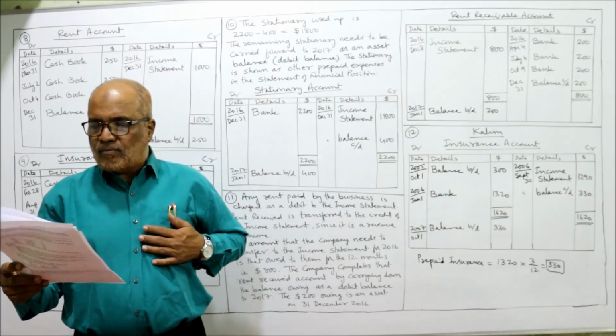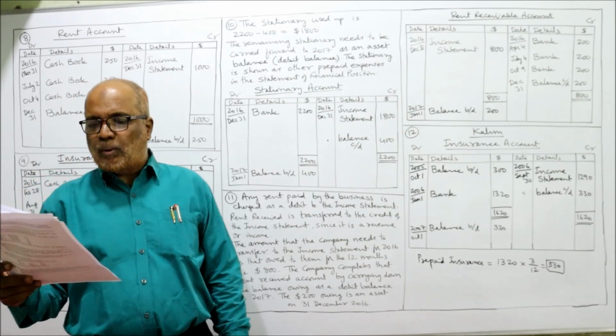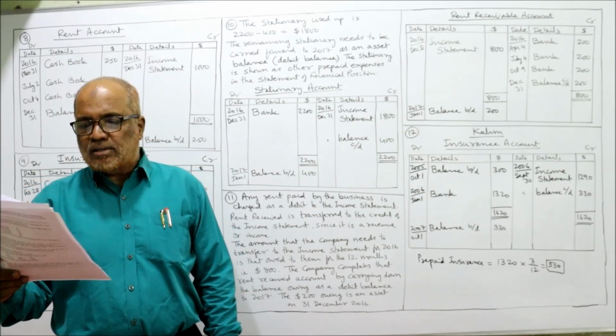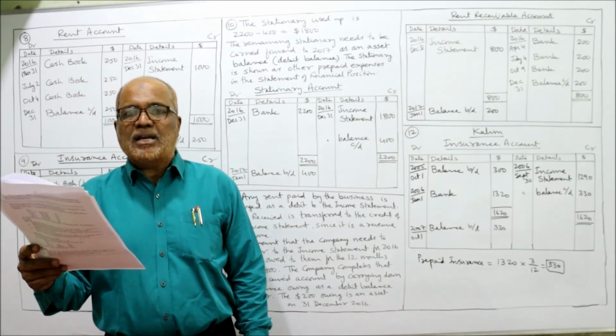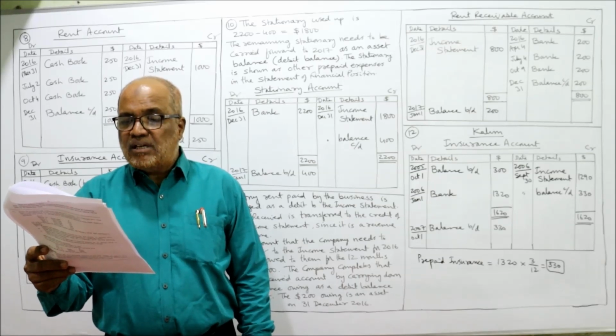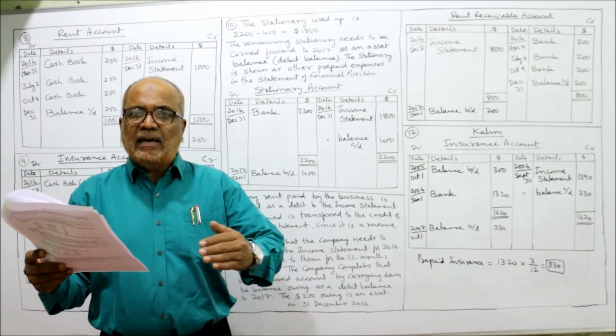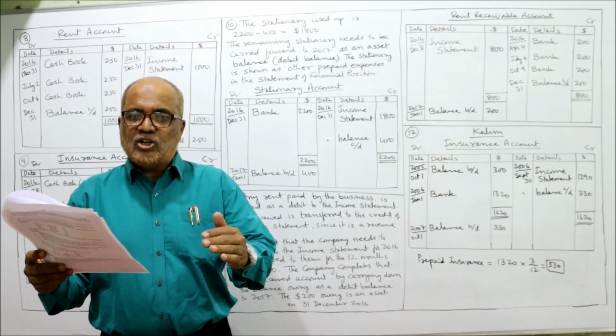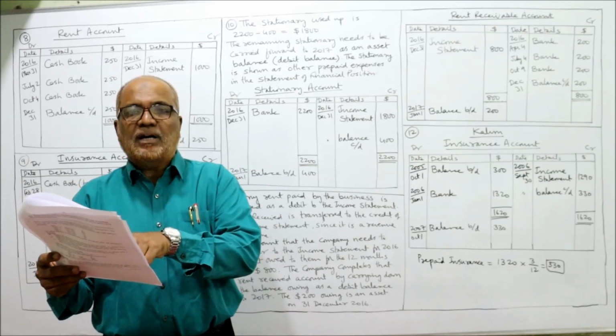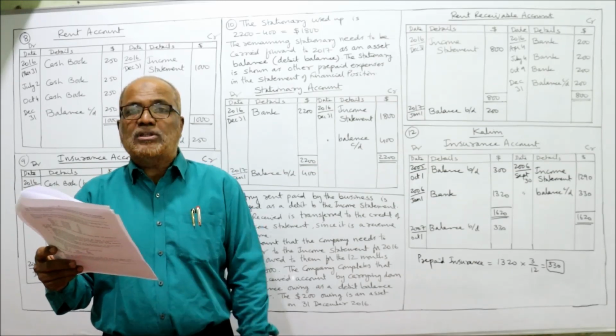The following are the details for the year ended 31st December 2016. $200 due on 31st March 2016 but received on 4th April 2016. A small delay will be there. Actually the rent should be received on 31st March but it is received on 4th April.